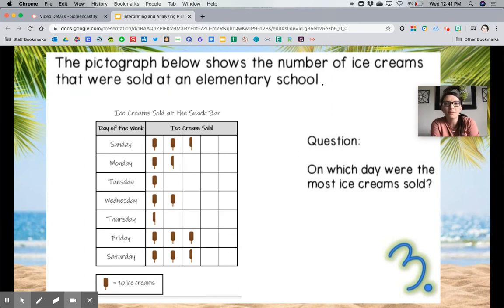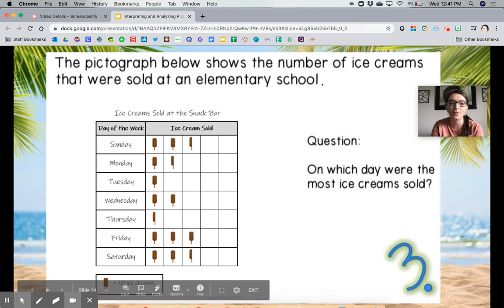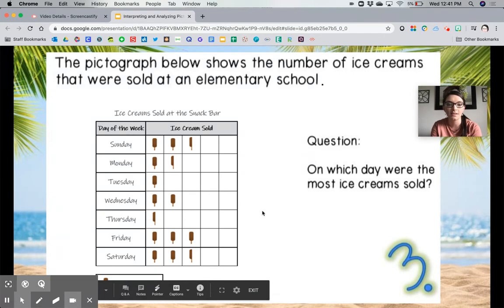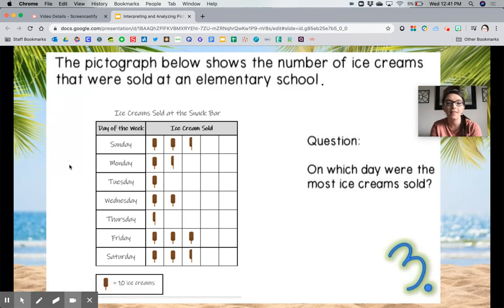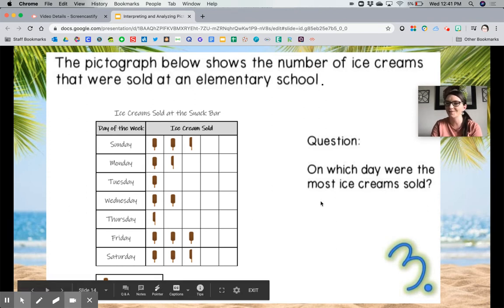The pictograph below shows the number of ice cream cones that were sold in an elementary school. So here's your question. On which day were the most ice creams sold? All right, so if we look, we know the key shows us that one ice cream picture shows 10 ice creams. So you should have picked Friday as the most ice cream sold.